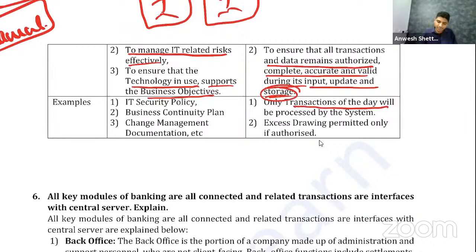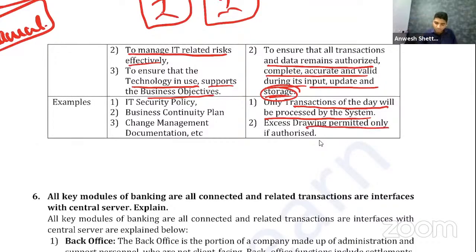Only transactions of the day will be processed by the system. That is, you cannot process a backdated transaction or a future dated transaction. This is what application control does. So if a person wants to withdraw his amount and he comes today and gives his withdrawal slip, can I, as a bank employee, put tomorrow's date and give him money today? No. Can I put yesterday's date and give him money? No. The software will not allow it. So in my passbook, it will always be today's date. It cannot be yesterday or tomorrow.